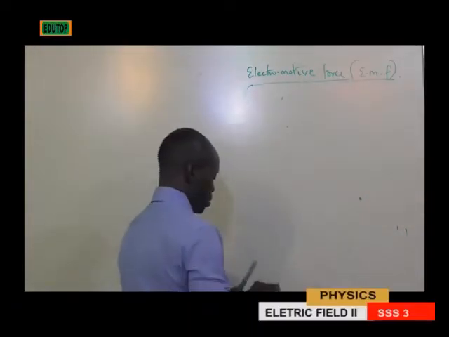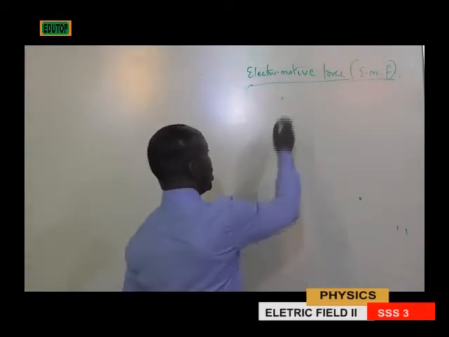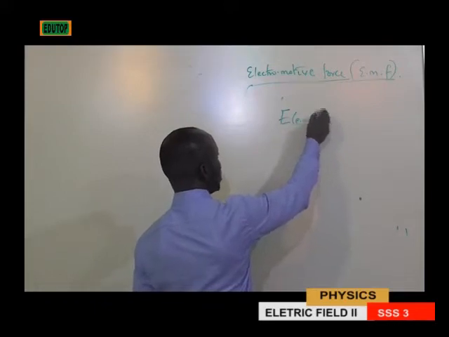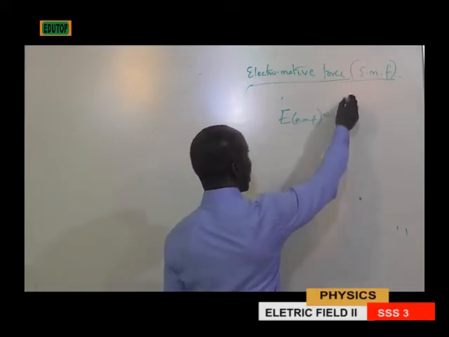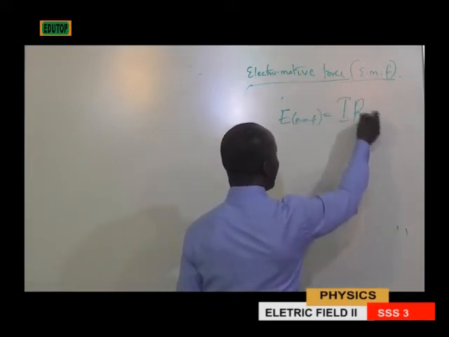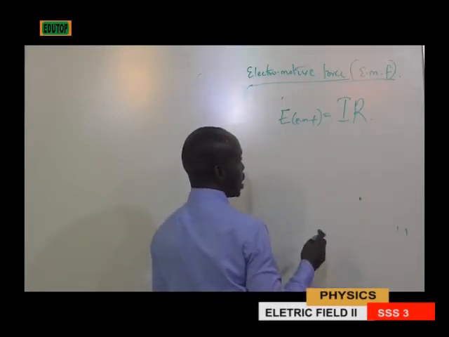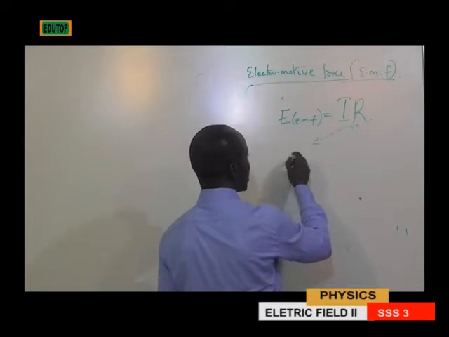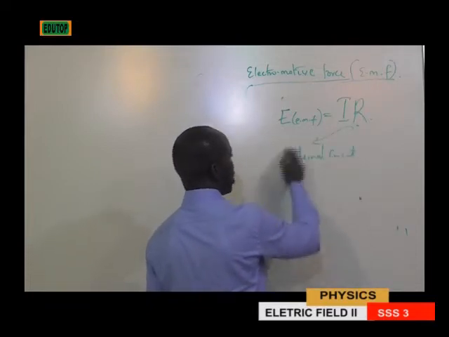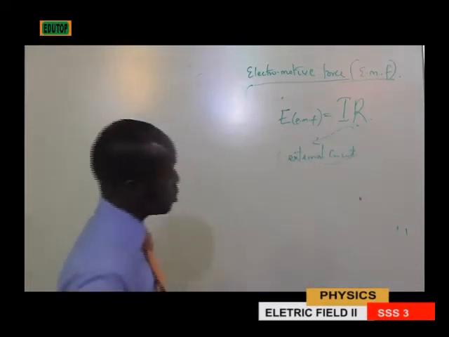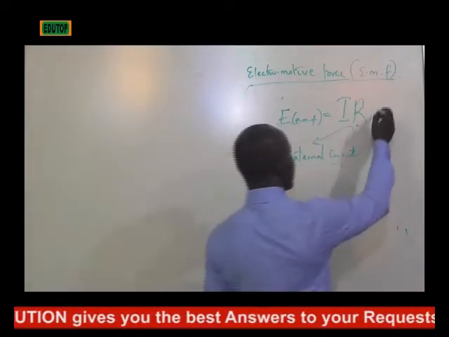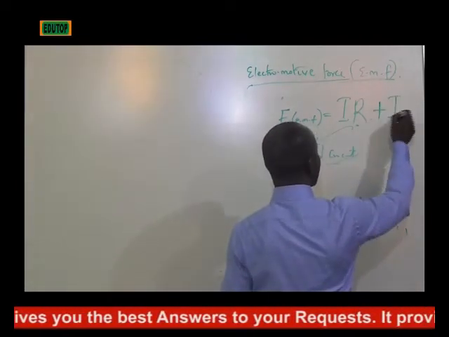Now we relate it with this formula. Remember we said EMF, which is your big E, is the sum total of I big R. You understand? This represents the resistance of the external circuits. If I say external, I'm talking about resistances that are formed outside the cell or battery. Now, we say plus I small r.